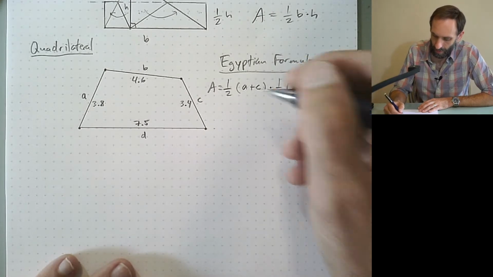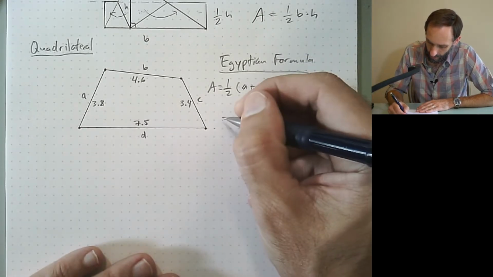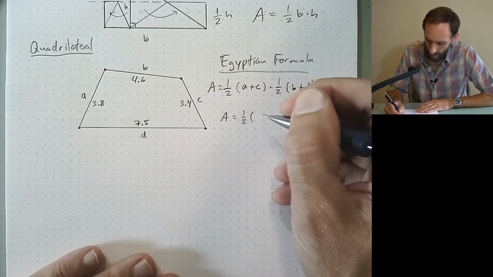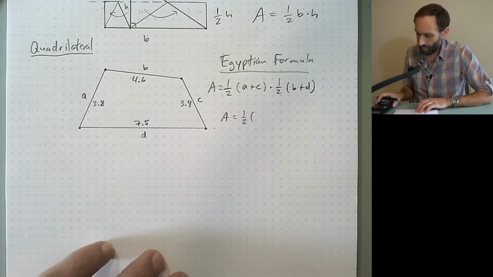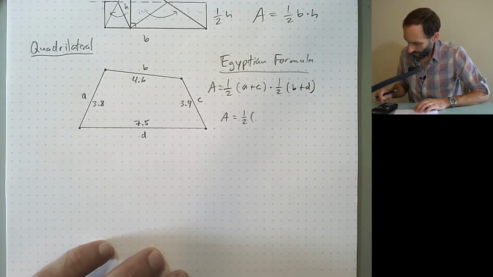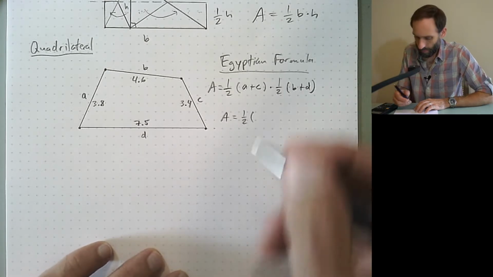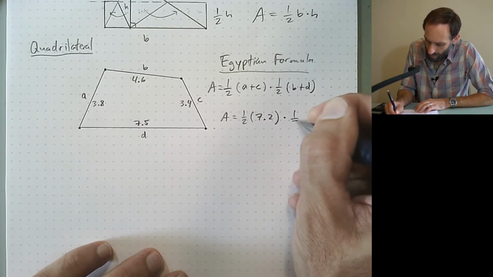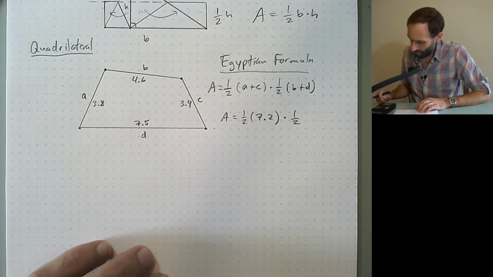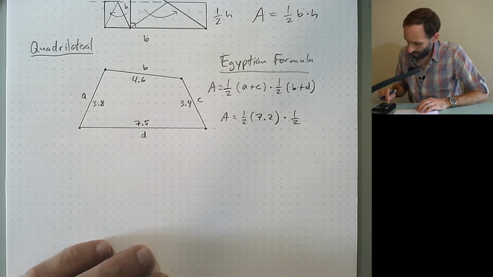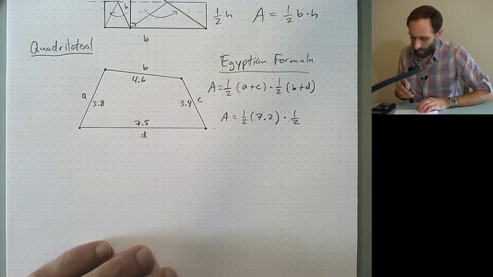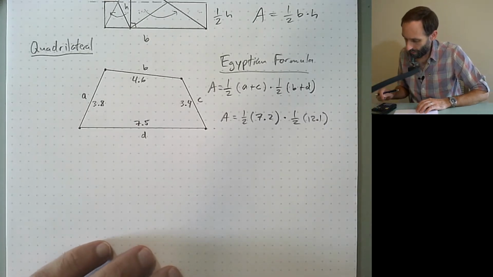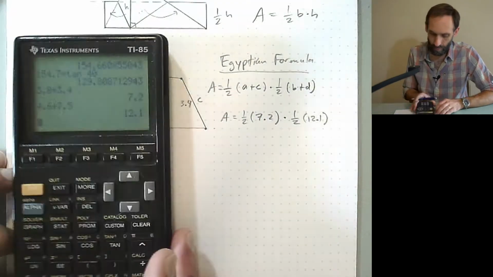Okay, so let's use the Egyptian formula. So the area of this shape is 1/2 times, let's see, 3.8 plus 3.4 is 7.2, times 1/2 of 4.6 plus 7.5, 4.6 plus 7.5, 12.1. All right, so let's go ahead and plug that all in the calculator. Here, I'll go ahead and do it here so you can see what I'm doing.